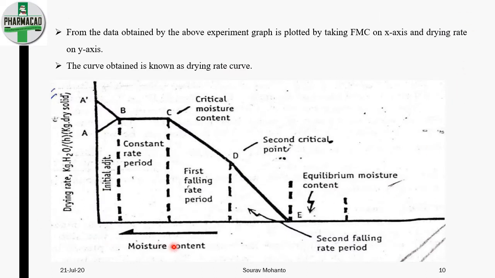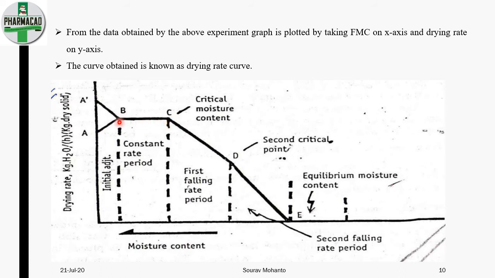If we consider the moisture content on the x-axis and the drying rate on the y-axis, then we will find this kind of drying rate curve. This curve is called the drying rate curve. Here you can see there is a relationship between the moisture content and drying rate, right? You can see the moisture content is decreasing, and the drying rate is increasing.